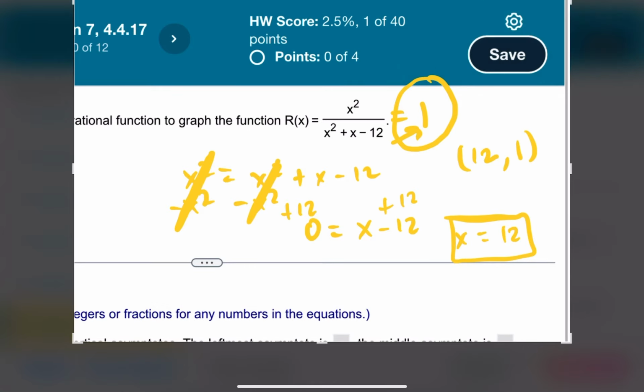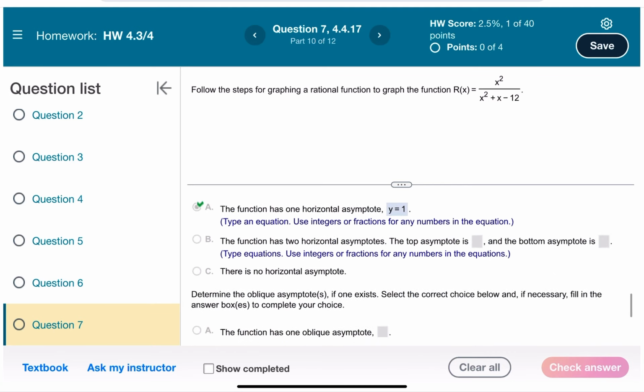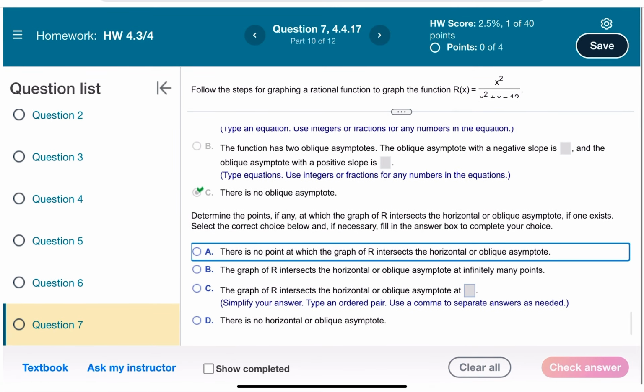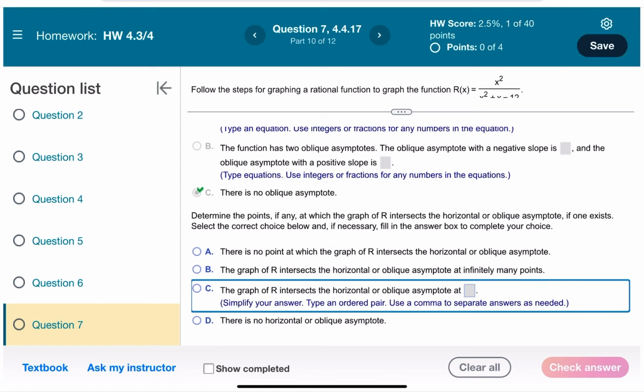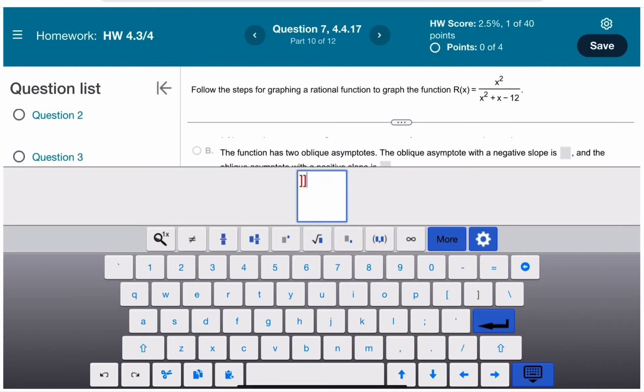Again, this is just another one that you shouldn't get carried away with, just push through. So there was an intersection here, and again, it's requiring an ordered pair. So we got 12 comma 1 for this one. So I'm going to write that ordered pair, 12 comma 1.